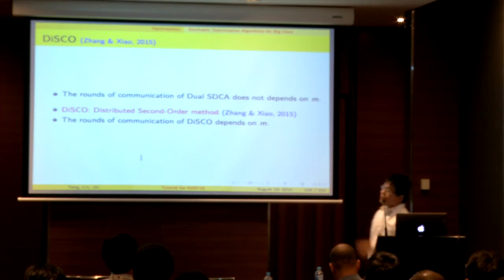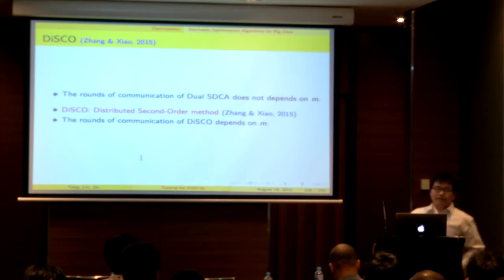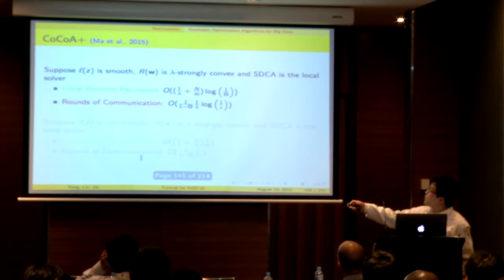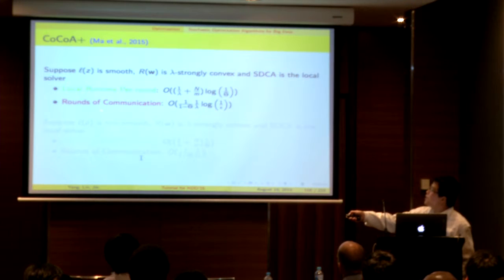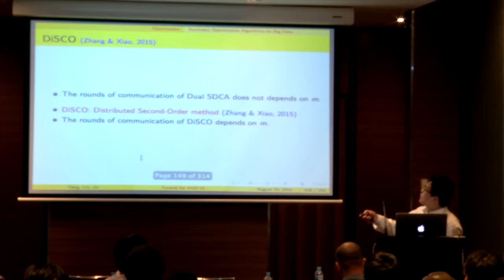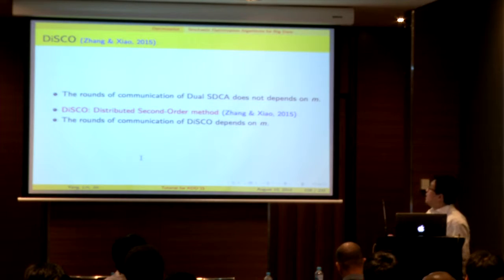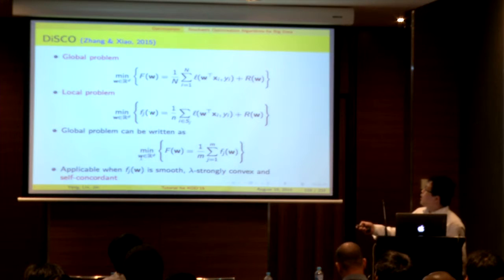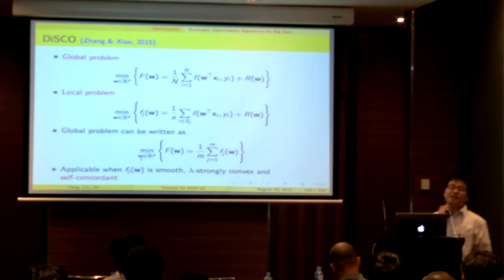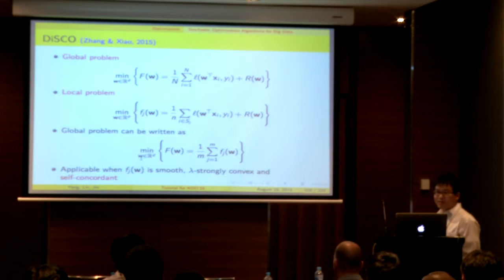Okay, so I will briefly go through the remaining algorithms. The first one is called Disco. Previously, the communication of dual SDCA does not depend on M, as you can see on this slide. There's no M here. So the number of machines doesn't change the rounds of communication, but for Disco, this algorithm really depends on the number of machines. The idea is that they use a second order method to calculate the optimal solution for the global problem. What is a second order method? You need to use the Hessian information rather than the gradient, the second order derivative, basically.